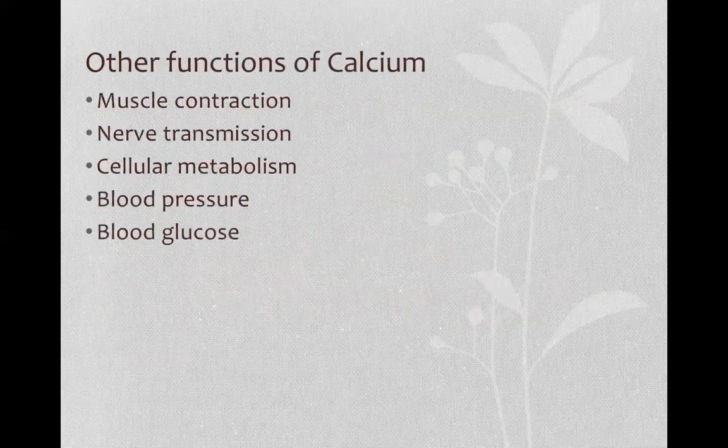Additional functions of calcium. It's important for many, many more factors besides our bones. Some of them are listed here. Calcium is important for muscle contraction. It allows our muscles to relax after a muscle contraction. Calcium is important for nerve transmission. It helps with neurotransmitter release and permits flow of ions in and out of the nerve cells. It's important for cellular metabolism, blood pressure, and blood glucose regulation.